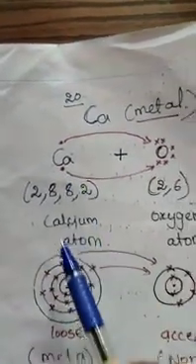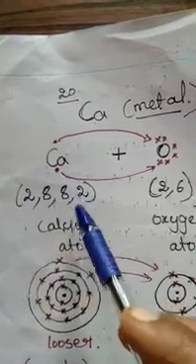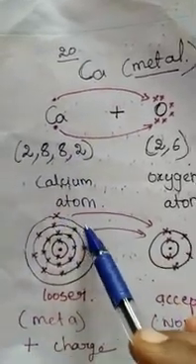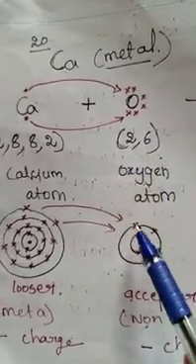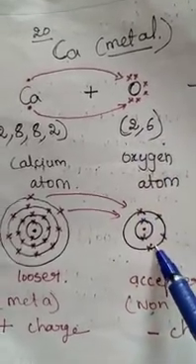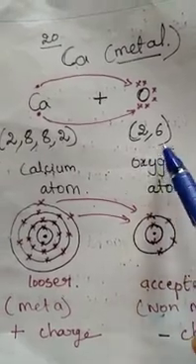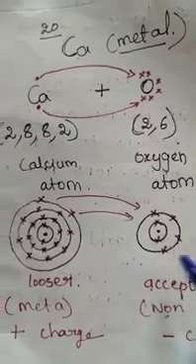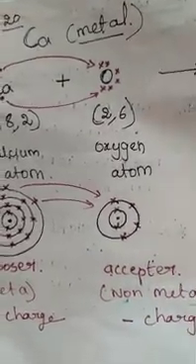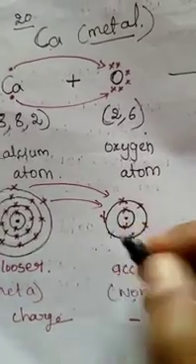Now the configuration of the metal, calcium, is 20, so 2, 8, 8, 2. In the outermost shell it has 2 electrons. When we see oxygen, 2, 6. So the outermost shell has 6 electrons: 1, 2, 3, 4, 5, 6.